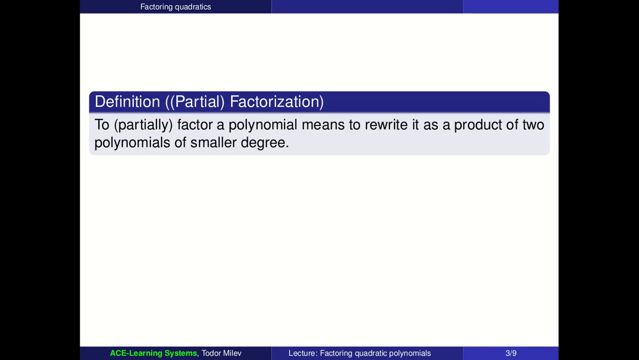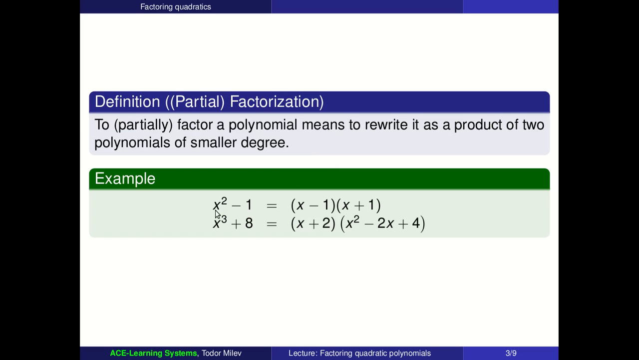How do we factor polynomials in general? To factor a polynomial means to take that polynomial and rewrite it as a product of two polynomials of smaller degree. Let me give you an example. Here's one polynomial, x squared minus 1, and I claim that x squared minus 1 is equal to the product of the polynomial x minus 1 times the polynomial x plus 1.